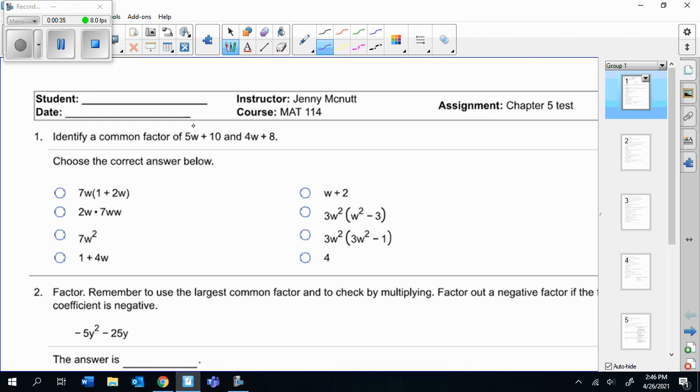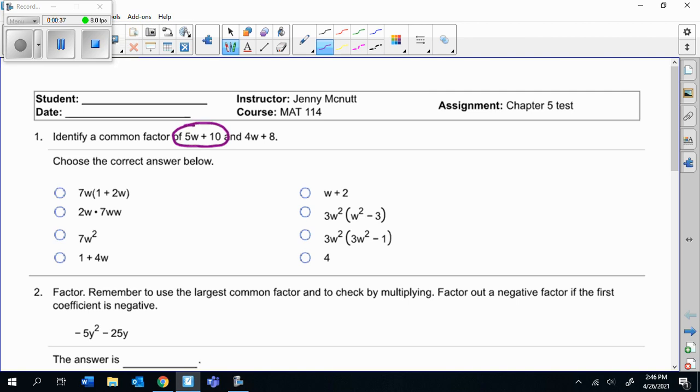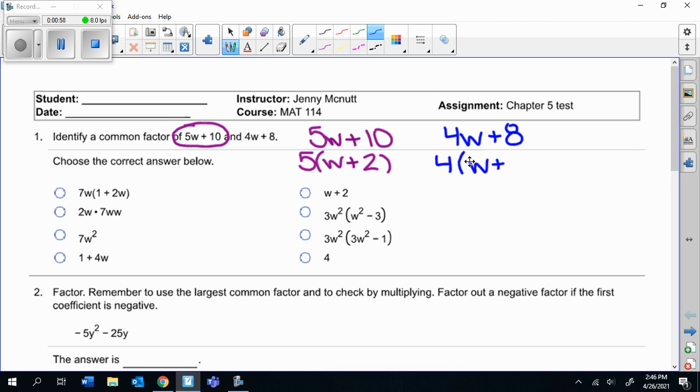That was said horribly. All right, so identify a common factor. With 5w plus 10, I can take out a 5, and I'm left with w plus 2. With 4w plus 8, my greatest common factor is a 4, and I am left with w plus 2. And so the common factor, hopefully you can see that connection there, is w plus 2.